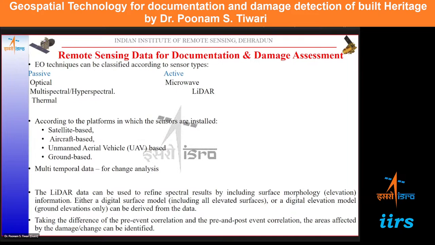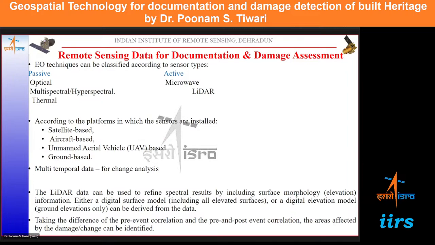In Earth observation data, we can have either passive data or active data. Passive includes optical, multispectral, hyperspectral, and thermal data. All of them have some or other application in this area. Then we have active data sets, which are microwave and lidar. This was when we are using Earth observation data. When we are changing the platform, we can have aircraft based data, UAV based data, and ground based data. We can also use multi-temporal data for change analysis.